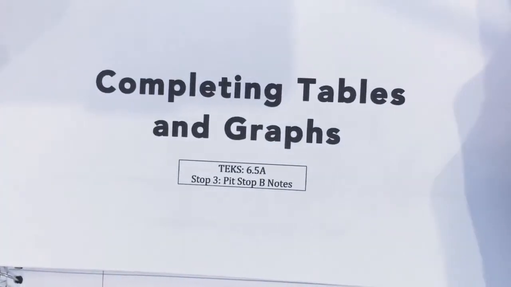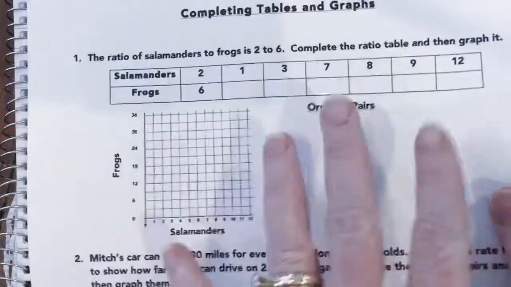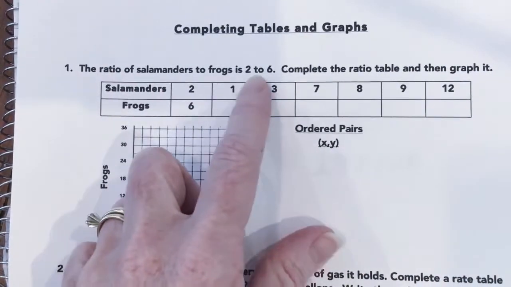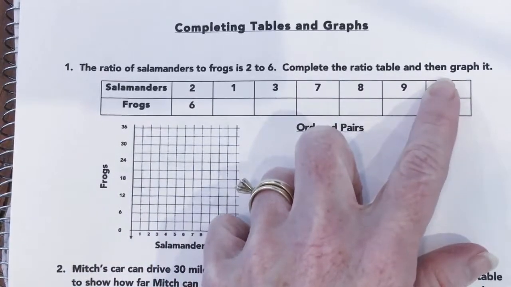So this video is going to be about completing tables and then using those tables to make a graph. So let's take a look. Here we have our first problem. The ratio of salamanders to frogs is 2 to 6. Complete the ratio table and then graph it.